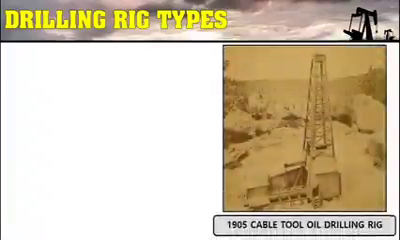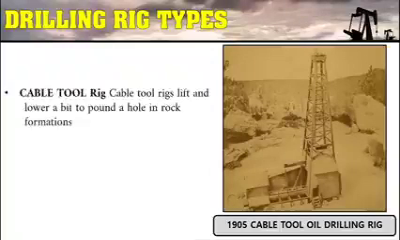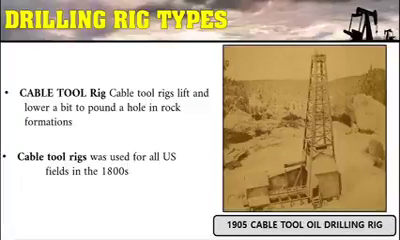Cable tool rigs, as shown in the figure, lift and lower a bit to pound a hole in rock formations, as needed. Pounding would be stopped so water and debris could be bailed from the hole with a bailer on a cable, and then the pounding resumed. Cable tool rigs could routinely drill from 25 feet per day to 60 feet per day.